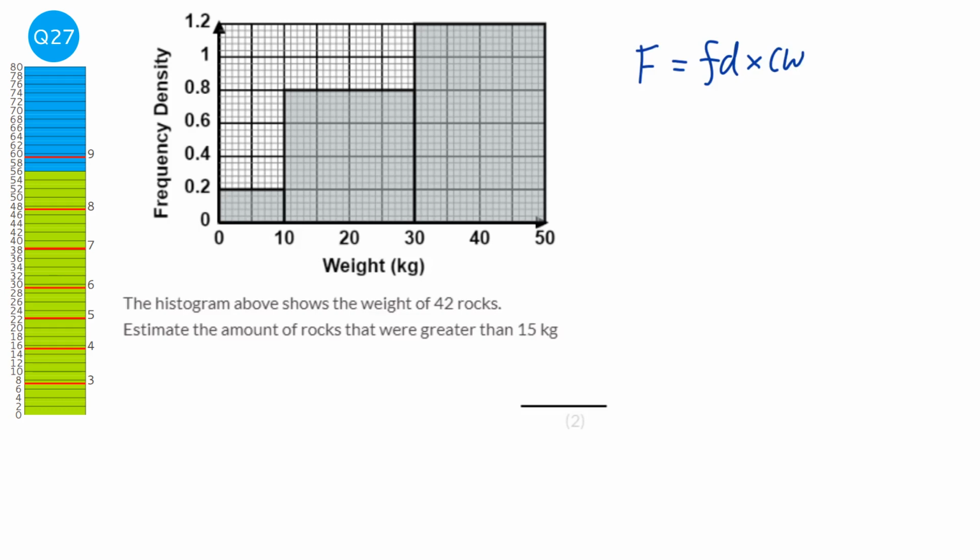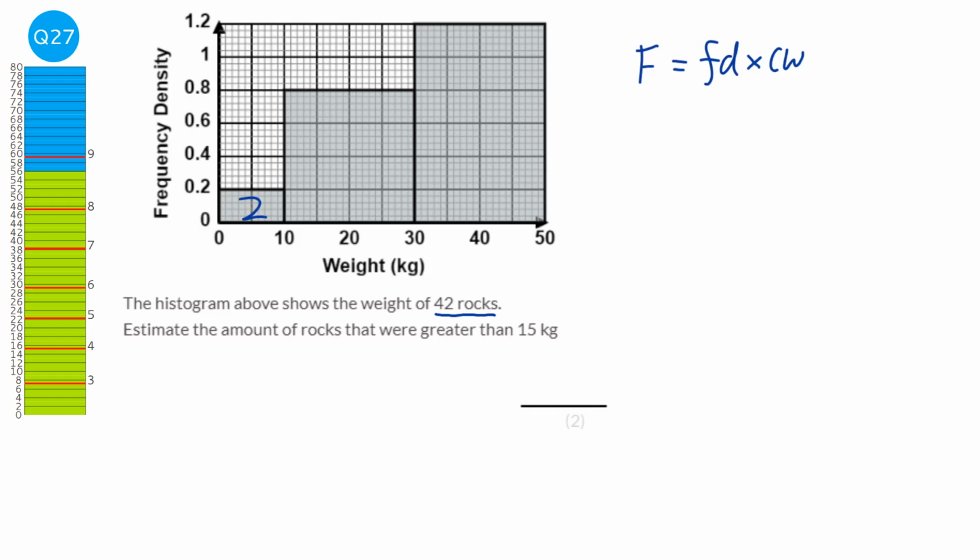But we're going to assume it is because we can check whether it is by the value given to us in the question. So going through each of the groups, the first one is 0 to 10 and it has a frequency density of 0.2. So we're just going to do 0.2 times 10, which will be 2.